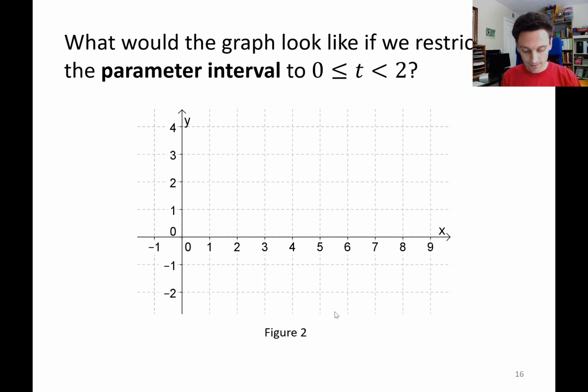So in figure 2, we have a blank xy coordinate system again. When t is equal to 0, we're at 0, 1. When t is equal to 2, we're at 4, 3. Now I'm putting a filled-in dot at t equals 0, the 0, 1 point, because t could equal 0 on this parameter interval. And then an open circle at 4, 3, in other words, at the t equals 2 point, because we don't have equality for t equals 2. t equals 2 is not really going to be a point on this graph with this restricted parameter interval.